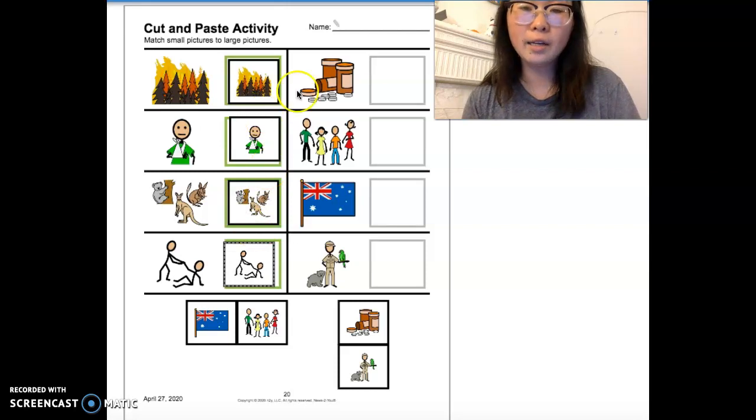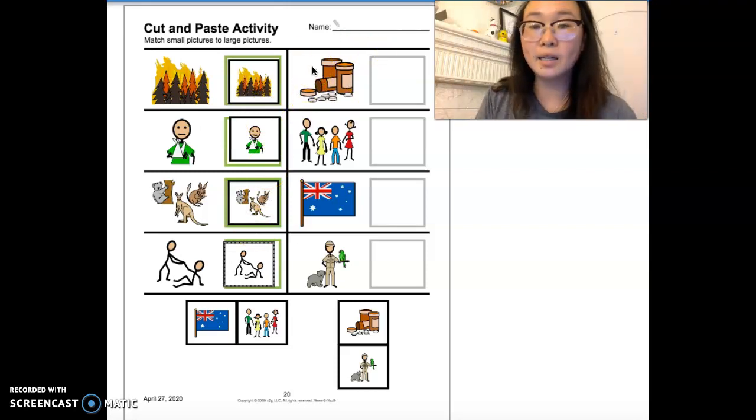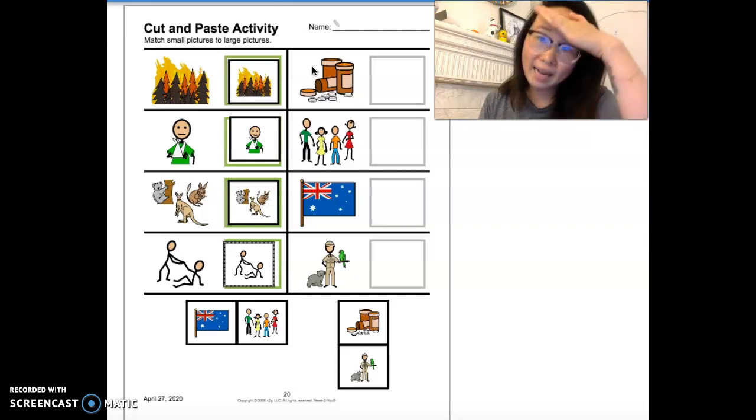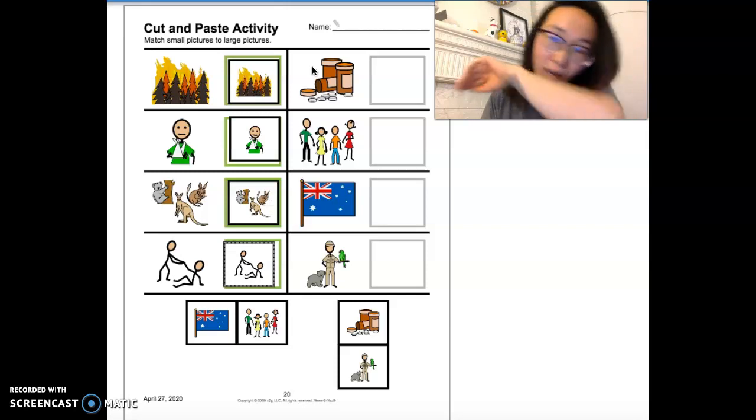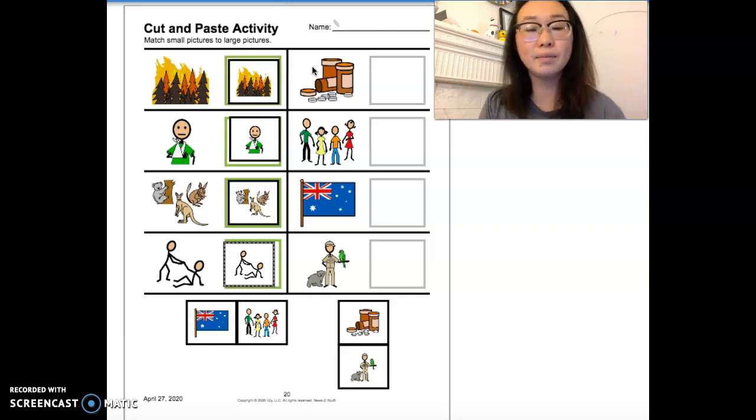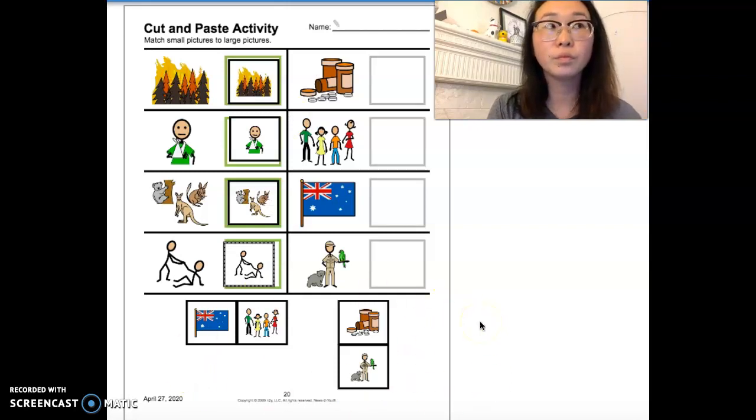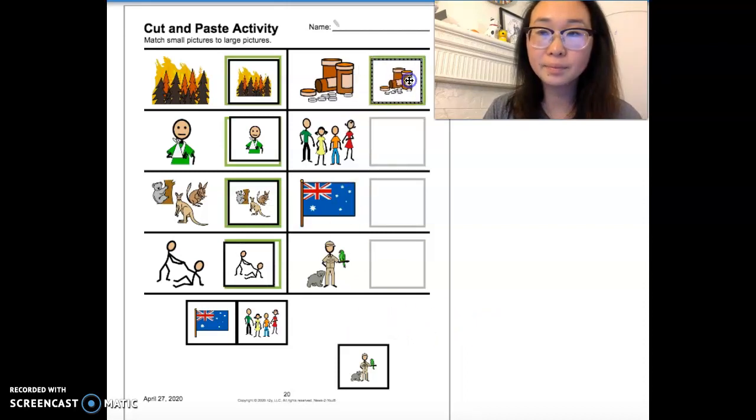The next icon up here is bottles of medicine. So we take medicine sometimes to help make us feel better. Maybe if we have a headache or a stomach ache or we're sick, we might take medicine. Which icon matches with medicine? Medicine.